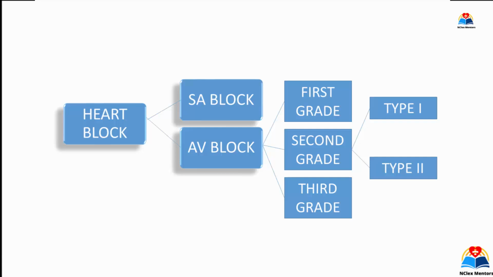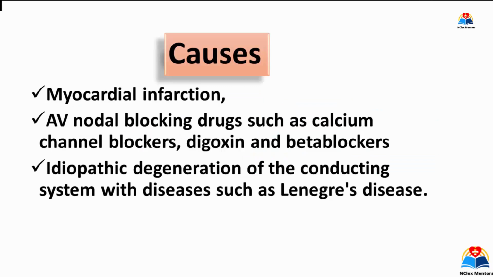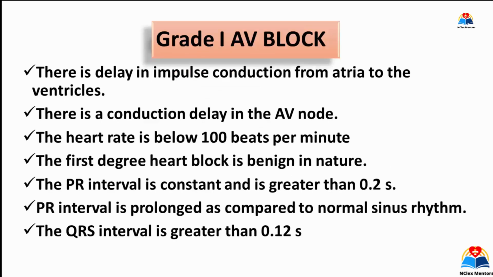Mobitz Type 2 heart block is characterized by an intermittent dropped QRS that is not in a Mobitz Type 1 pattern. The causes of heart block for all these types of blocks could be myocardial infarction, or AV nodal blocking drugs such as calcium channel blockers, digoxin and beta blockers, or any idiopathic degeneration of the conducting system with diseases such as Lenegre's disease. Don't worry, you will understand all these in detail in the coming lectures. First, let's head on to first-degree heart block.